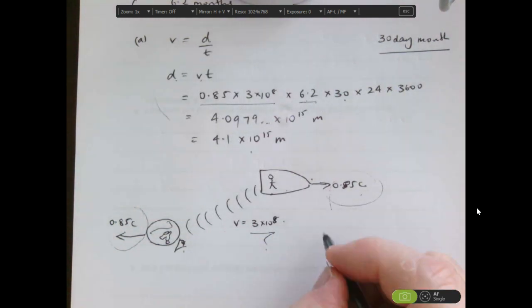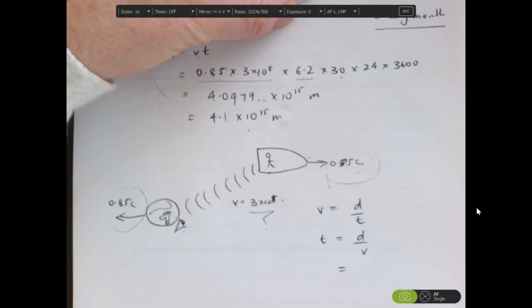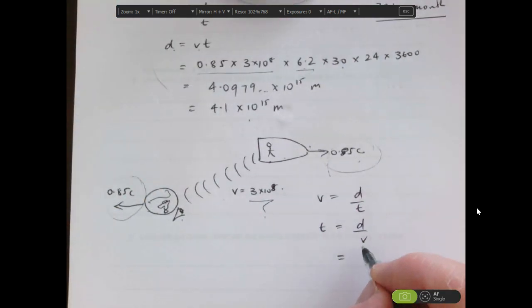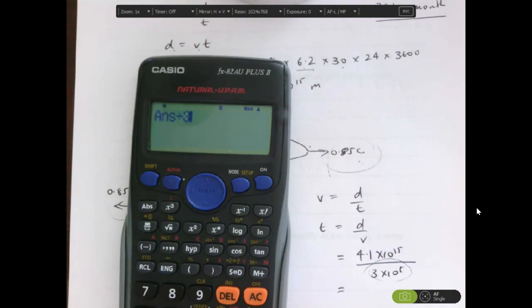Okay, so the velocity is equal to distance over time, so time is distance over velocity. So it's simply going to be the distance that it's away, 4.1 by 10 to the 15 meters, divided by the velocity, which is 3 by 10 to the 8th. The reason why the question is here, I think, is simply to establish that you don't need gamma factors in this situation. It does not change.